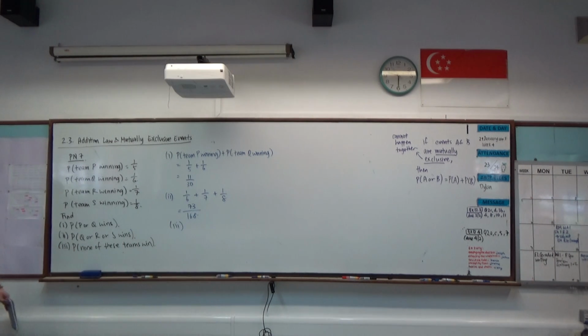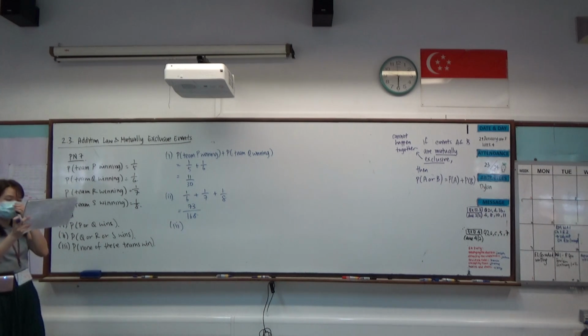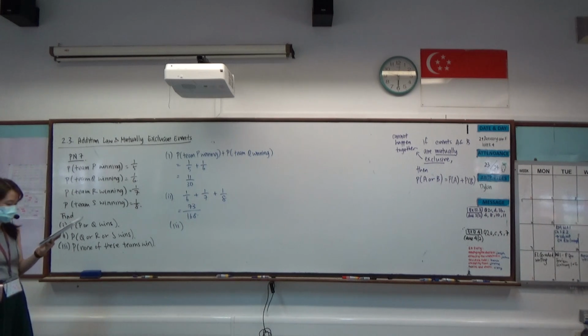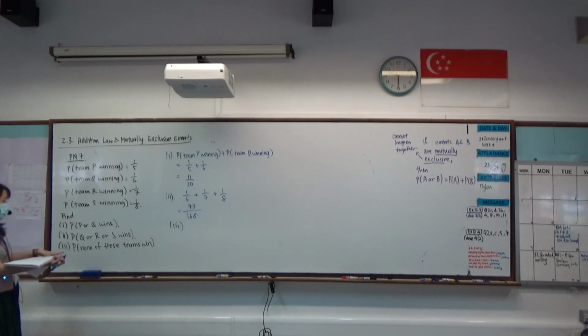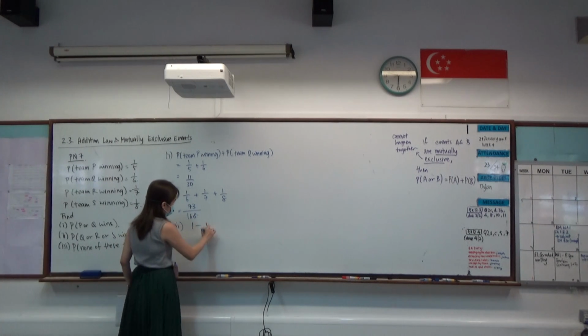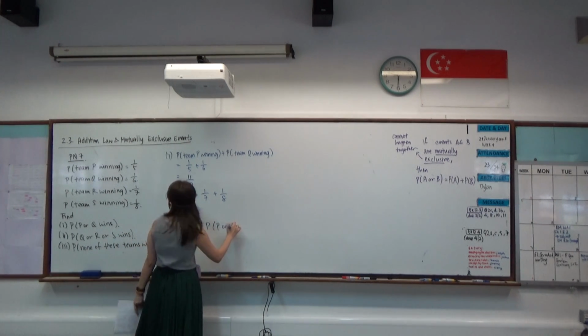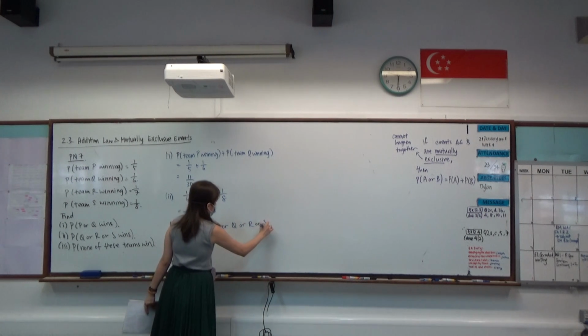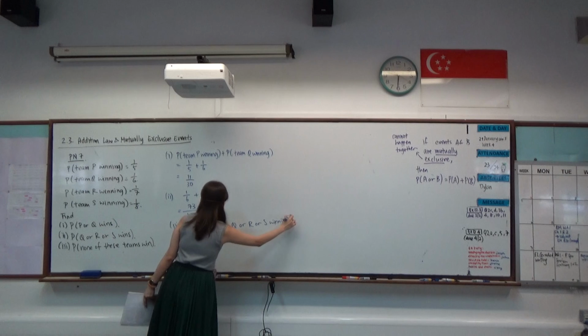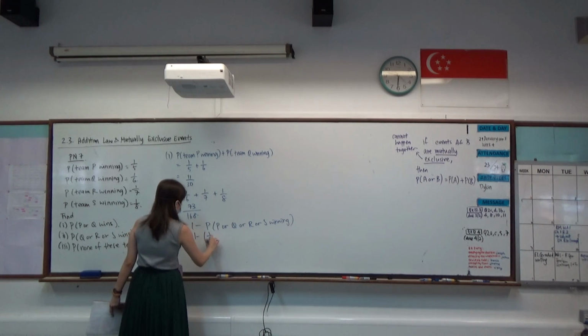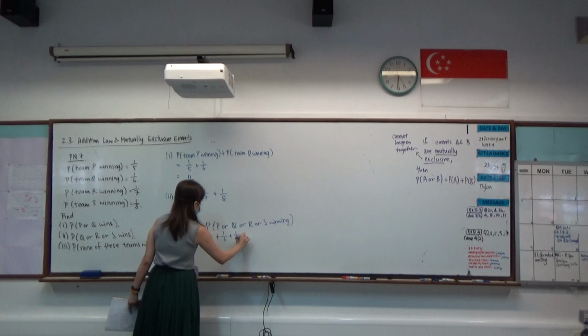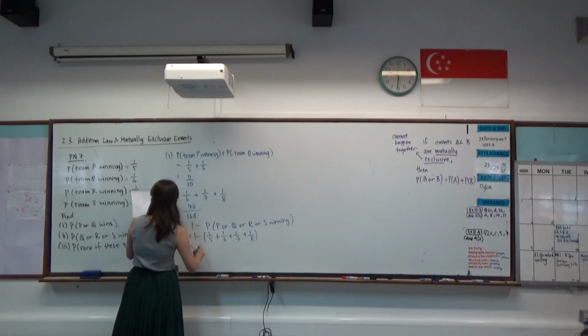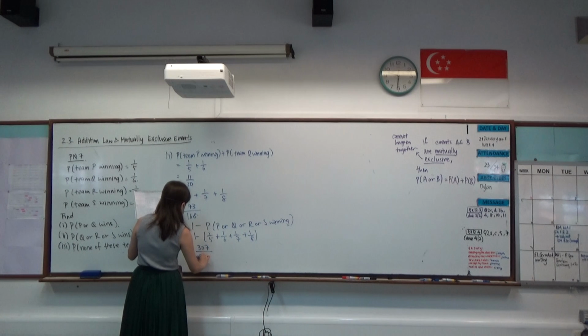Part C, we want the probability that none of these teams win. So how do you think we can go about finding it? Bernice? 1 minus 1 over 5 minus 1 over 6 and so on. Okay, so we take the 1 minus away the probability of any of these teams winning. So we take 1 minus the probability of P or Q or R or S winning. So that will be 307 over 840.